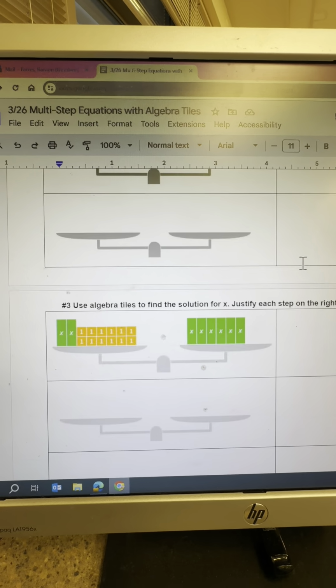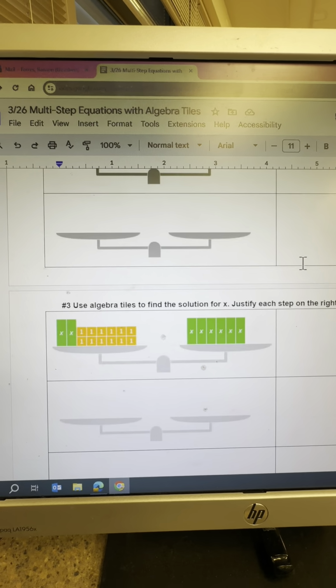All right, so now we are on problem number 3. Notice we have x's on both sides. In order to solve for x, always eliminate the x's that has the lowest amount. So since we only have 2 x's here, I'm going to eliminate those. And the way we do that is you got to always create the opposite. So opposite of 2 positives is 2 negatives.